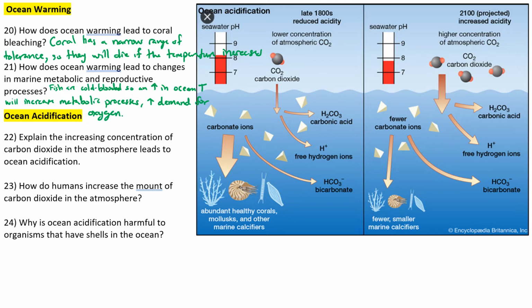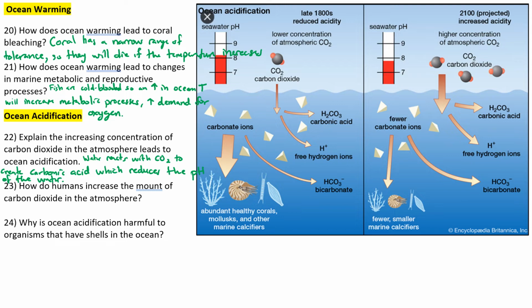Number 22, explain the increasing concentration of carbon dioxide in the atmosphere that leads to ocean acidification. So we have water reacts with CO2 to create carbonic acid, which reduces the pH of the water.